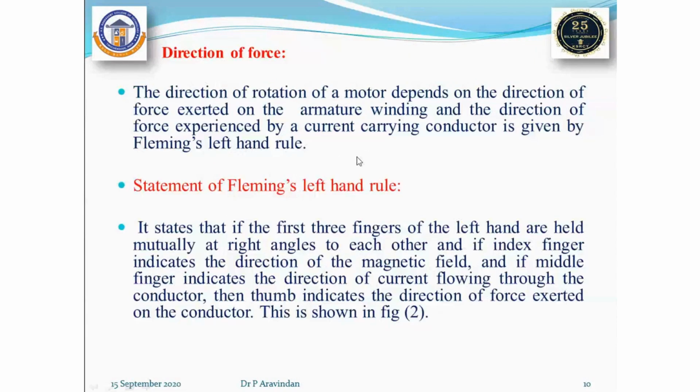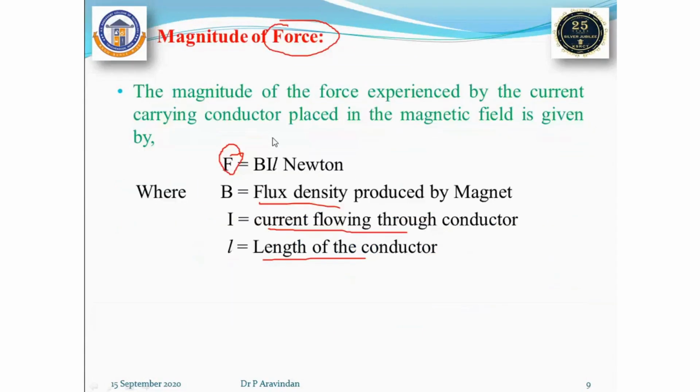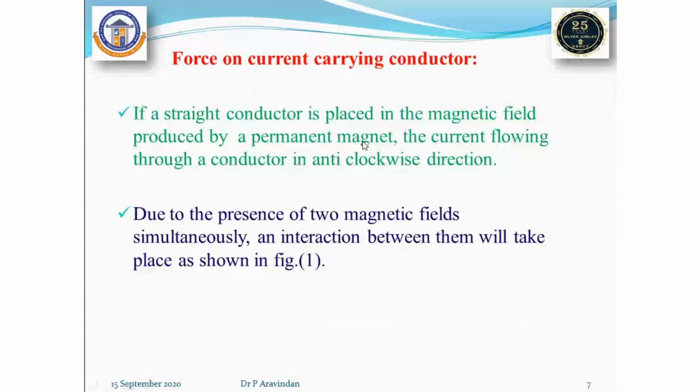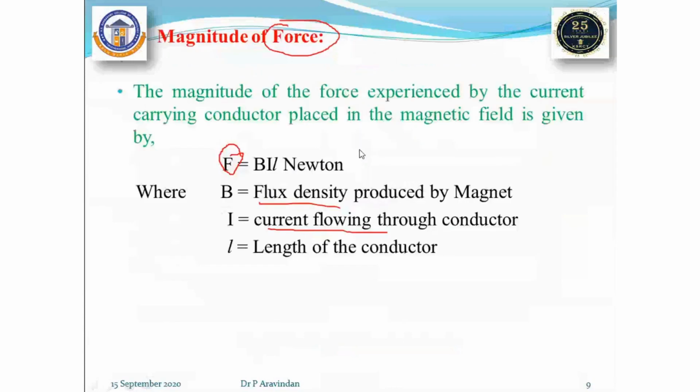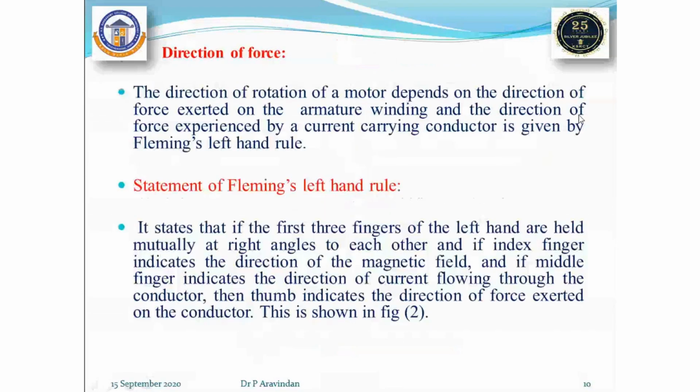The direction of the force we already discussed with the diagram. Here is only the statement. The direction of rotation of the motor depends upon the direction of the force acted on the armature winding, and the direction of the force experienced by the current carrying conductor is given by Fleming's left hand rule. As per this rule, the direction of the motor's rotation depends upon the direction of the current in the conductor.